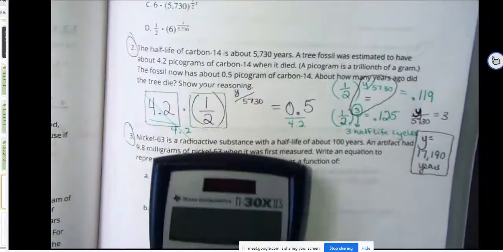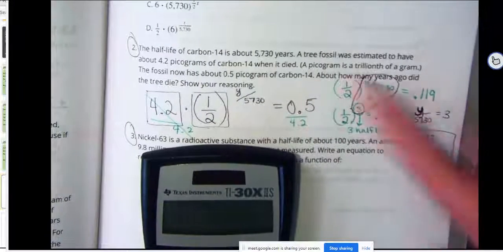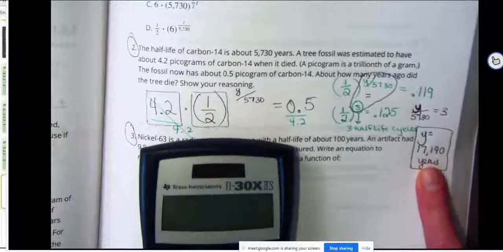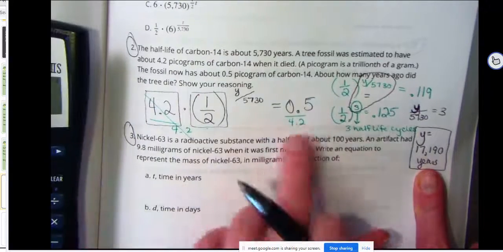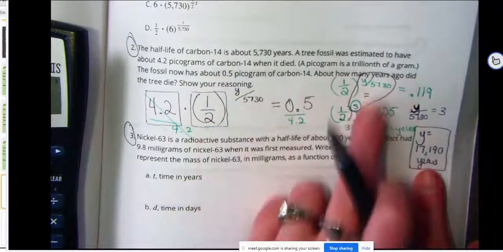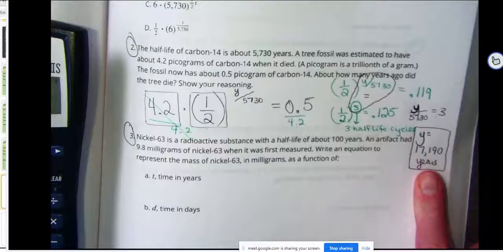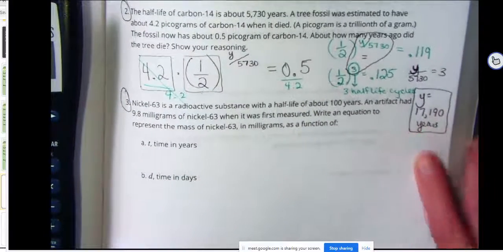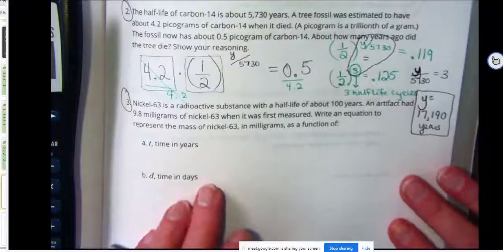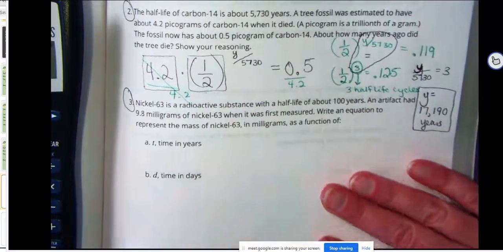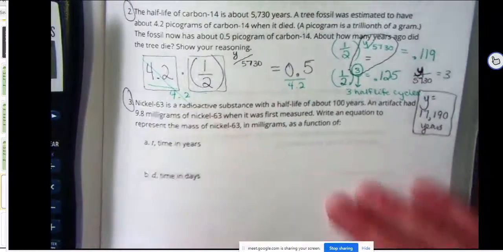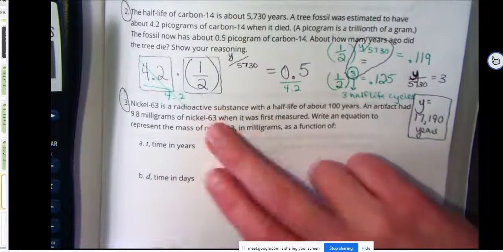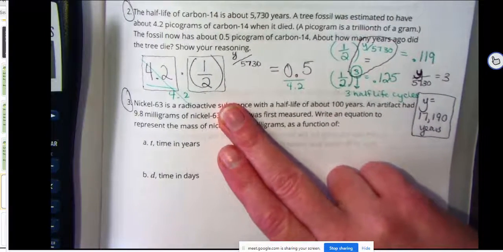And that matches up really nicely with what answer it gave in the answer key, this 17,190 years old, for that same reason. So we had to set it up, we had to do a little guessing and checking. We're going to see how we can get way more accurate with that in today's lesson and tomorrow and really the whole rest of the week. Any leftover questions on number 2?